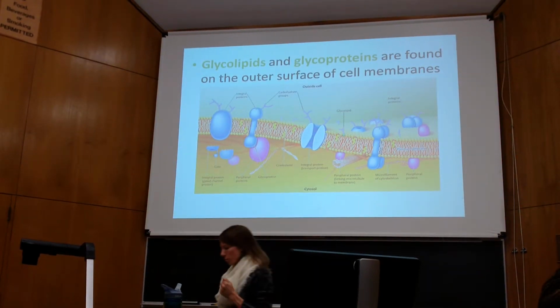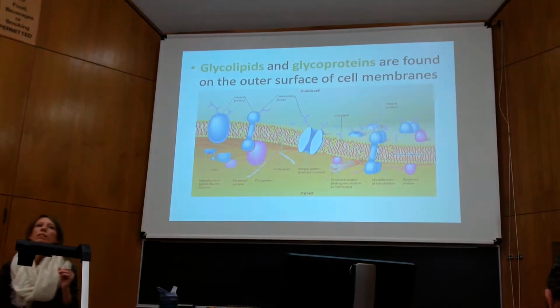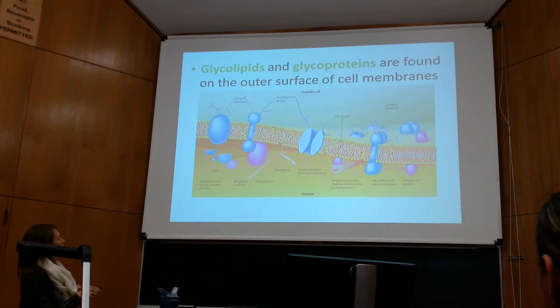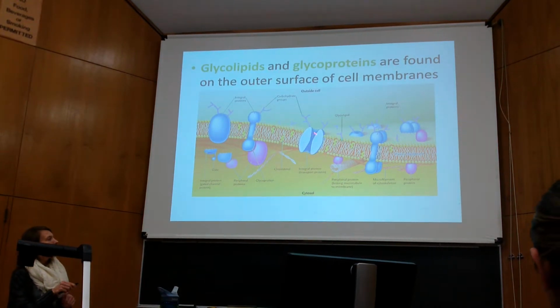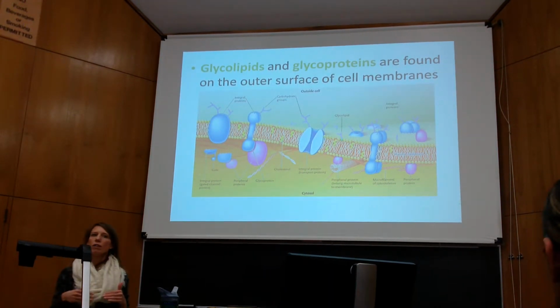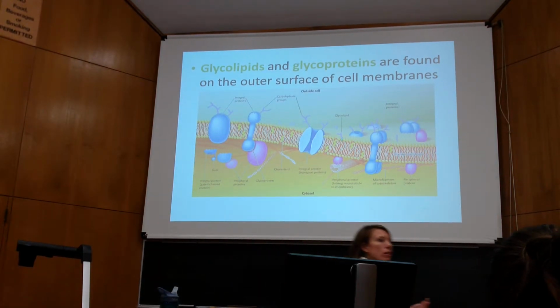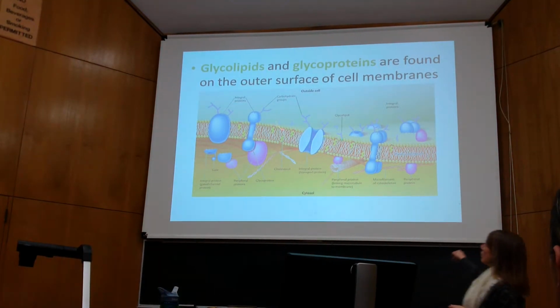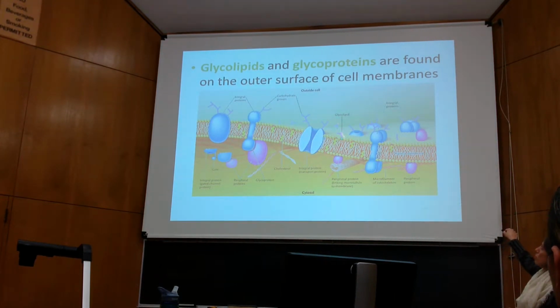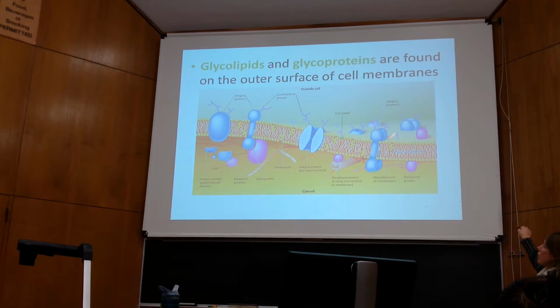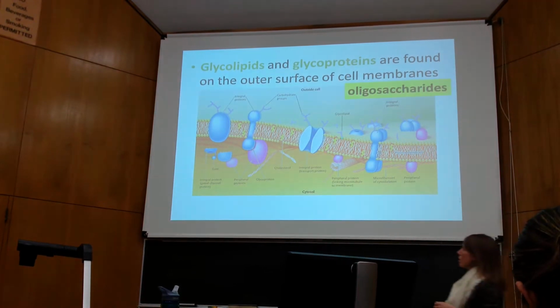Okay, so I'm going to talk a little bit more about these glycoproteins and glycolipids. These are found specifically on the exterior surface of the cell. Again, these are used for cell recognition. So you will never find glycolipids or glycoproteins extending inward. They're always going to be on the exterior surface.